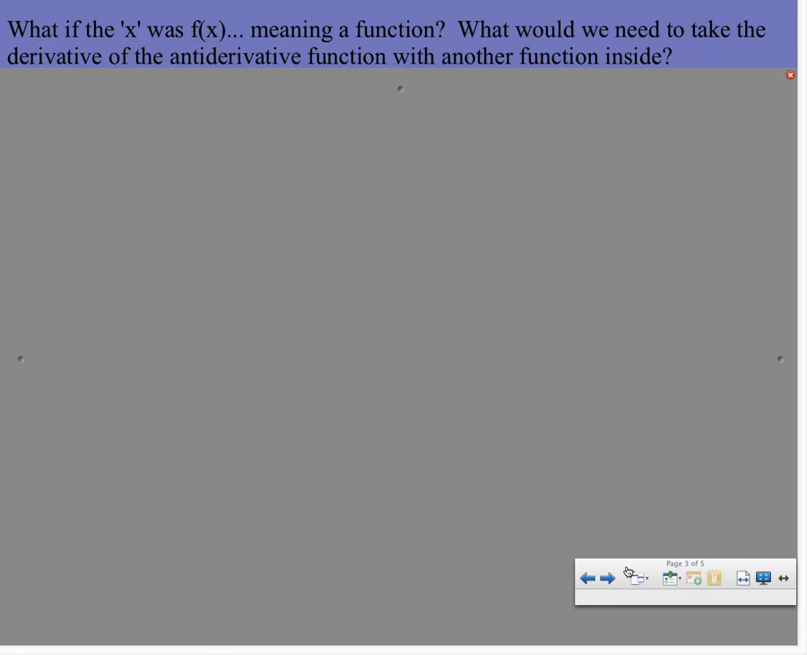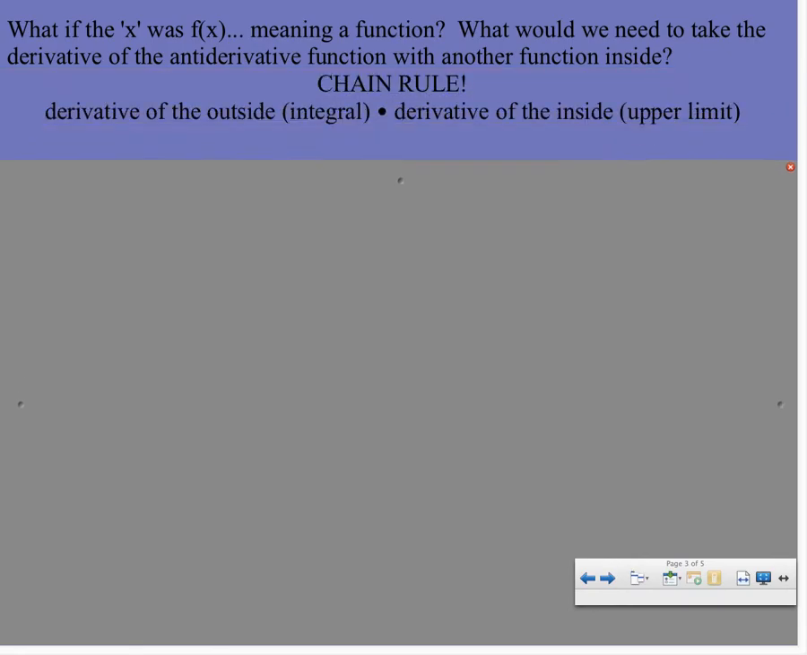Doesn't this sound like a function inside of a function? So how do we take the derivative of a function inside a function? You got it, chain rule. So we're going to need chain rule. Remember that chain rule is the derivative of the outside, which the outside function is technically the integral here, times the derivative of the inside. And the inside function on these examples is the upper limit, or the b. Pause a minute.